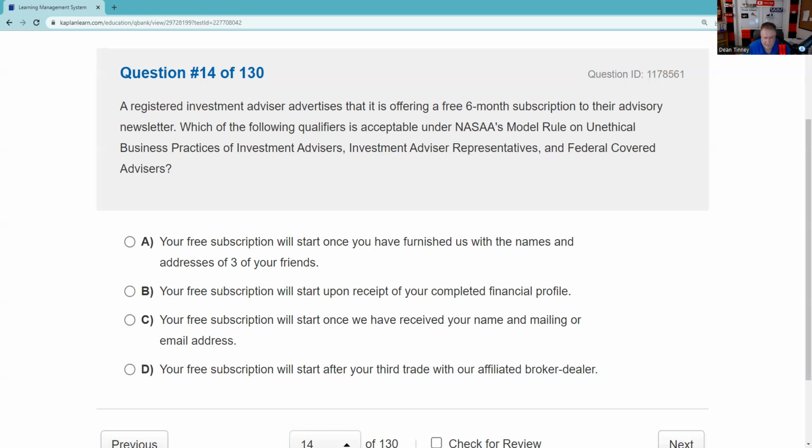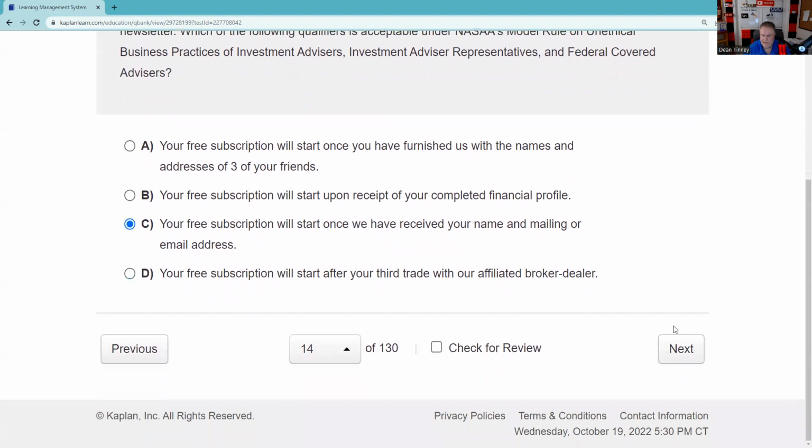So that's not acceptable. Your free subscription will start upon the receipt of your completed financial profile. No. C, your free subscription will start once we've received your name and mailing or email address. Yeah, I mean, to send this to you, I have to have that information. That sounds reasonable. We'll start with your third trade. No. I don't like this particular question, but the takeaway is very testable. If you offer something to a client or prospect at no cost or obligation, it has to indeed be at no cost or obligation, and you have to have the intent to deliver.